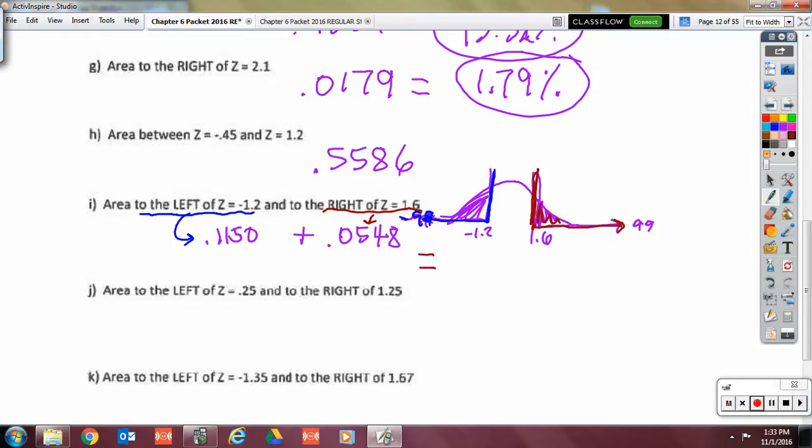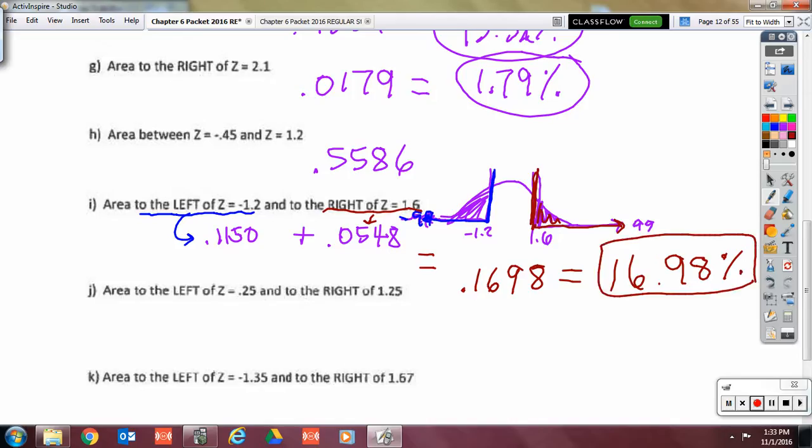Okay, just a second. When I add those two together, I'm getting... Can we add the percent? You can add the percents, or you can add the decimals. Okay, so I'm loving that idea.